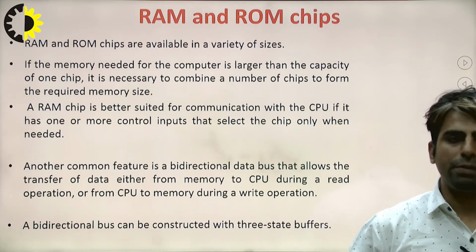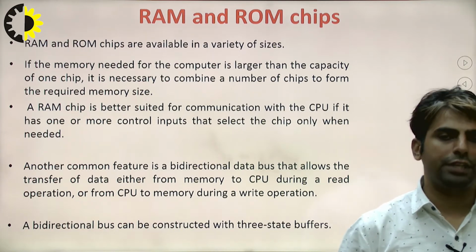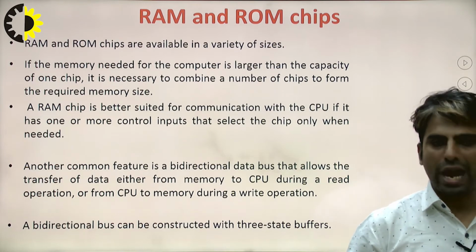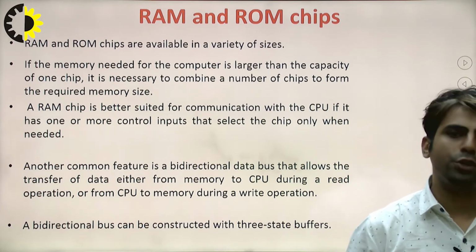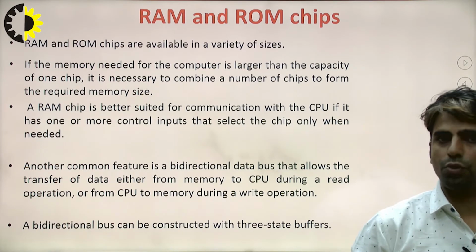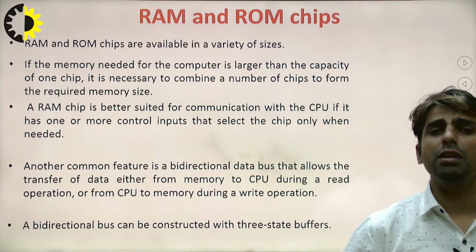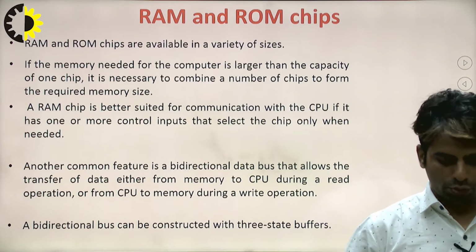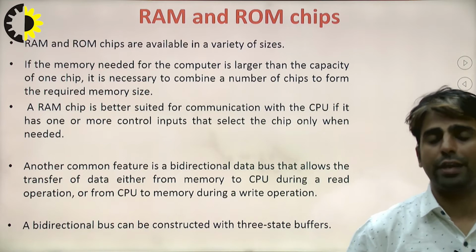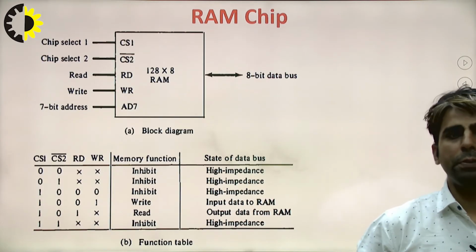A bidirectional bus can be constructed with 3-state buffers. We have already studied in the previous chapters how we can construct a bidirectional bus. We studied two topics in that. The first was using tri-state buffers that have control inputs, and we also studied using multiplexers. So from there you can understand how we construct this bidirectional bus that is used for the transfer of data. Now I explain the RAM chip.